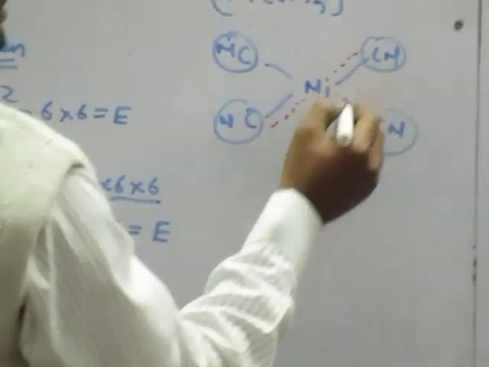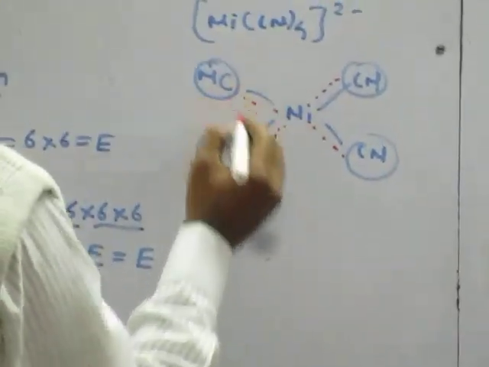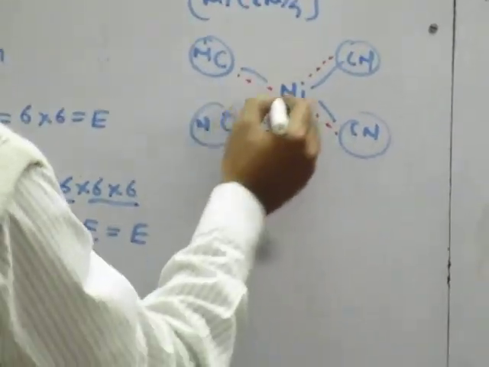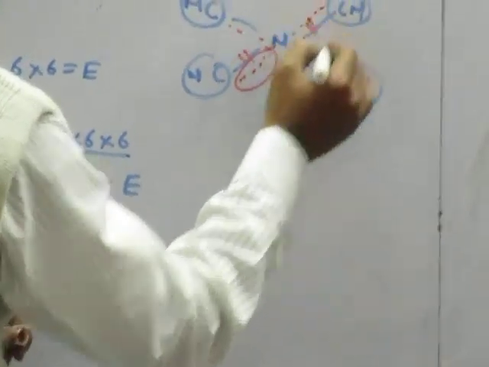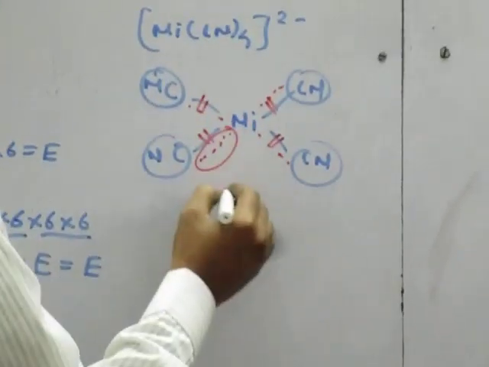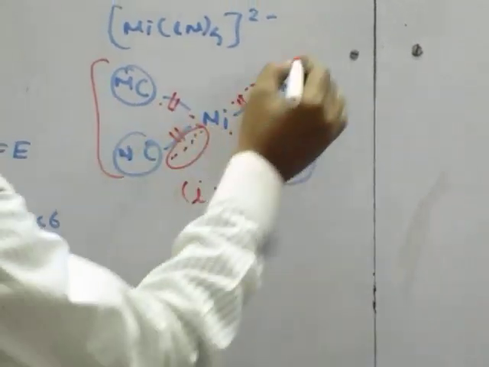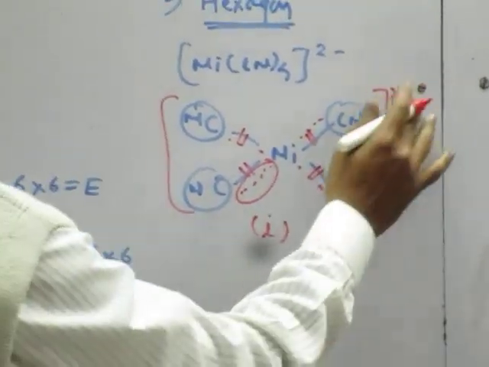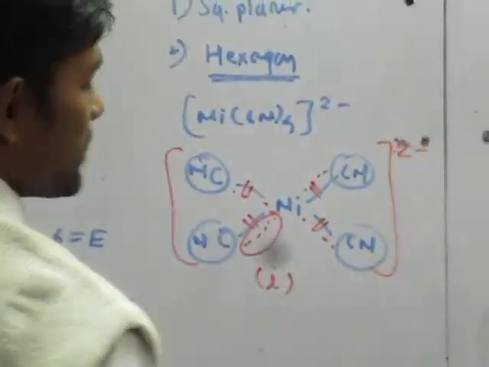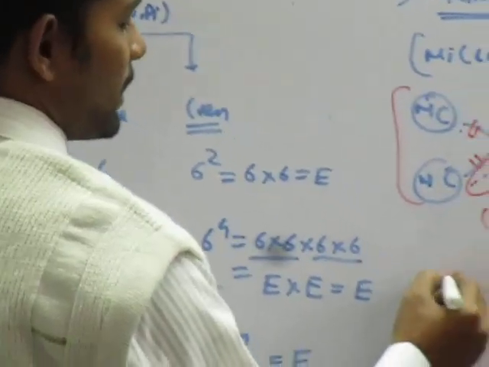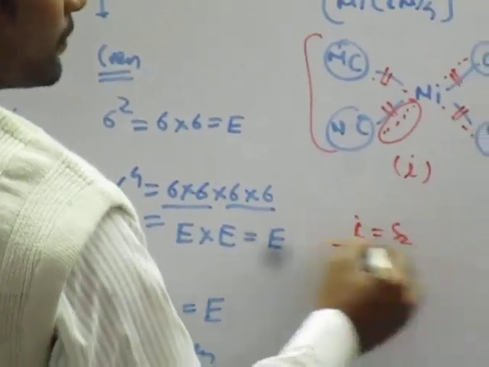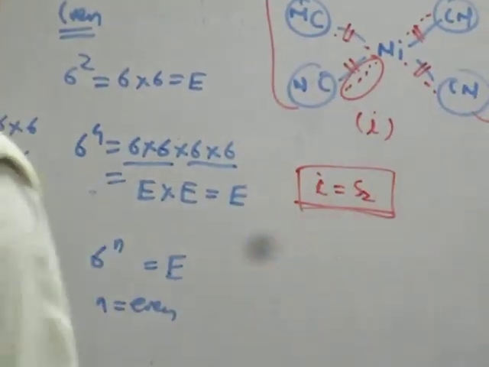From this metal to this ligand, from this metal to each ligand, there is equal distance. Hence there is inversion symmetry. This i is equivalent to S2.